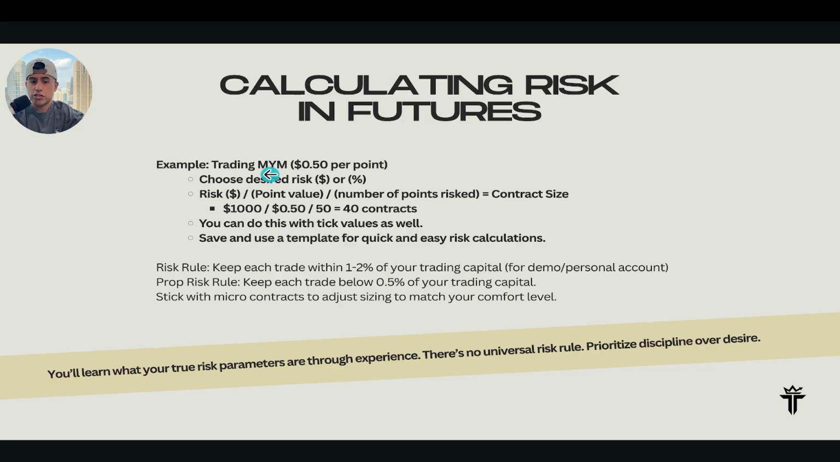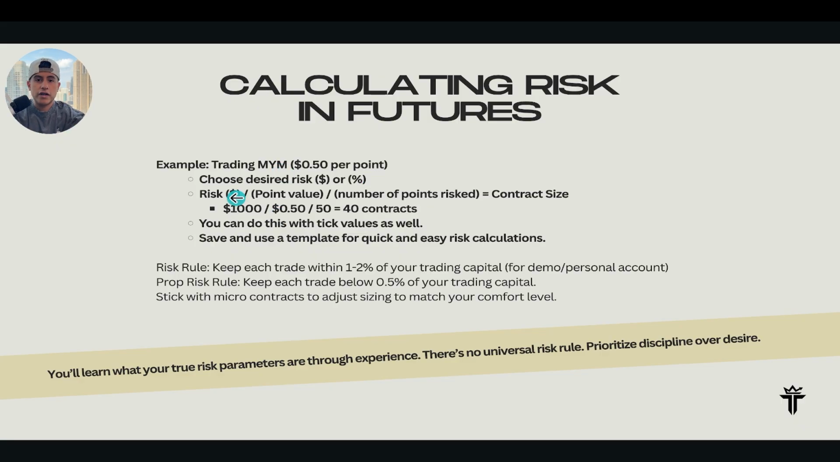So let's say we wanted to trade MYM. With MYM, the micro contracts for Dow Jones, it's 50 cents per point. That means if the market went from 22,000 to 22,010, that's 10 points. And if you bought and it went up 10 points, you would make $5 if you're using one contract.